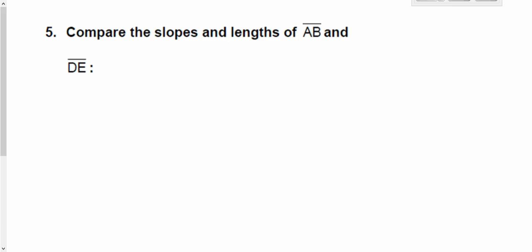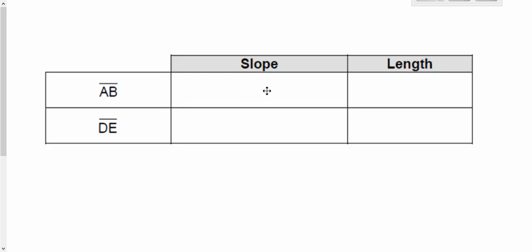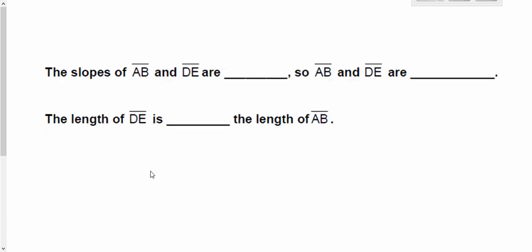Next, after you've figured those out, we'll go ahead and put them in this table. What is the slope of AB? What is the slope of DE? This is on your notes page. And then their lengths. How big is AB? How big is DE? Next, we'll try and fill in these blanks here. The slope of AB and DE are blank. So AB and DE are blank. We'll see if you can figure those out. And the length of DE is blank the length of AB. Their lengths have some kind of connection.